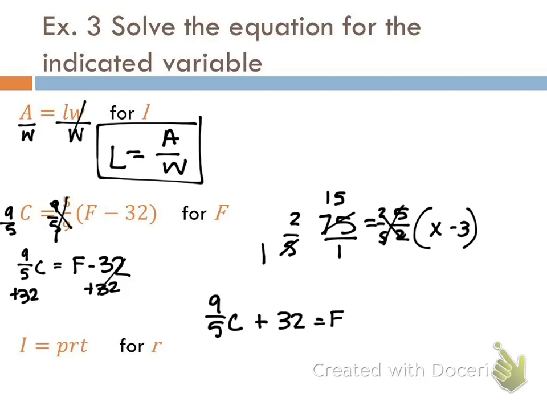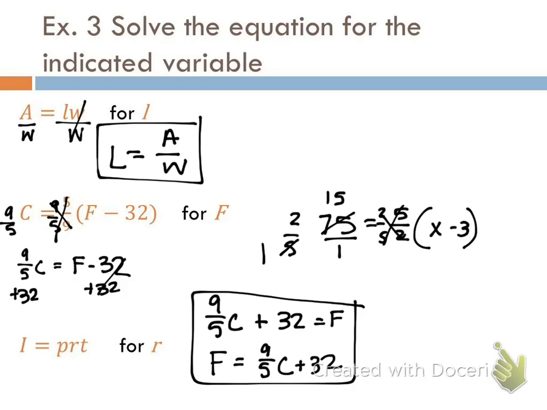Now, is F all by itself? Did I solve for Fahrenheit? Yes. Now, if we wanted to write it in proper algebra form, it would be F equals 9/5 C plus 32. Either one of these are correct equations.